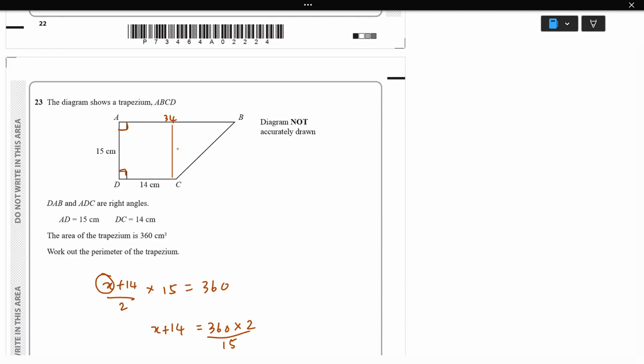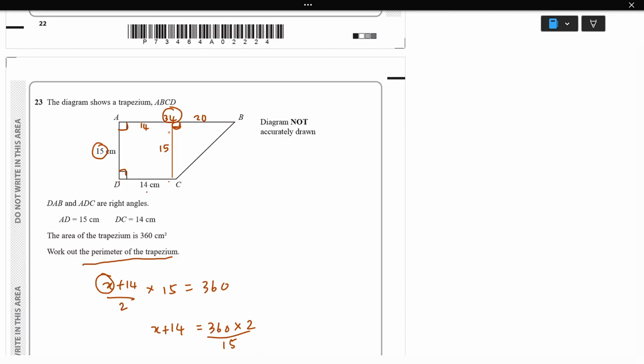This length already is 14, D to C. So here also is 14. So this length is going to be 34 minus 14, which is 20 now. This height is 15 already, because we know here is 15. Now this is a right angle because I draw the shortest path. Okay, so I need to find BC because we need to find the perimeter of the trapezium. I need all the sides, because 14, 15 and 34 I have. So I need to find only BC.